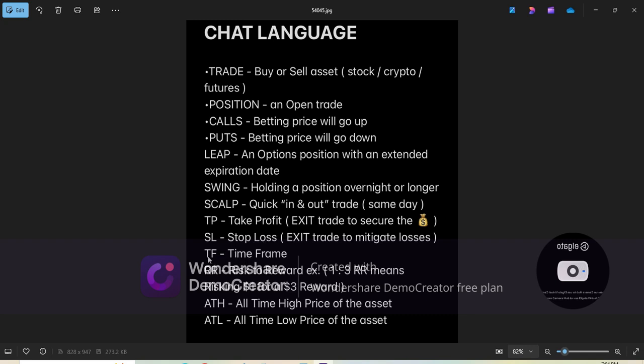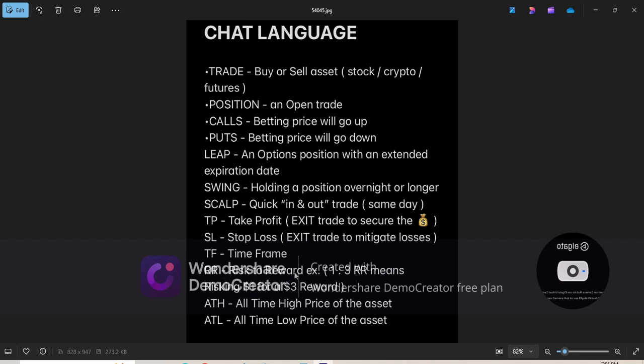TF stands for time frame. So you'll see in the chat, we'll talk about maybe the 5 minute TF is doing such and such, right? We're talking about the time frame in which we're looking at on the charts. And I will have videos and other material about the charts and how to read the charts in a separate video, so that all of this will tie into what we do, right?